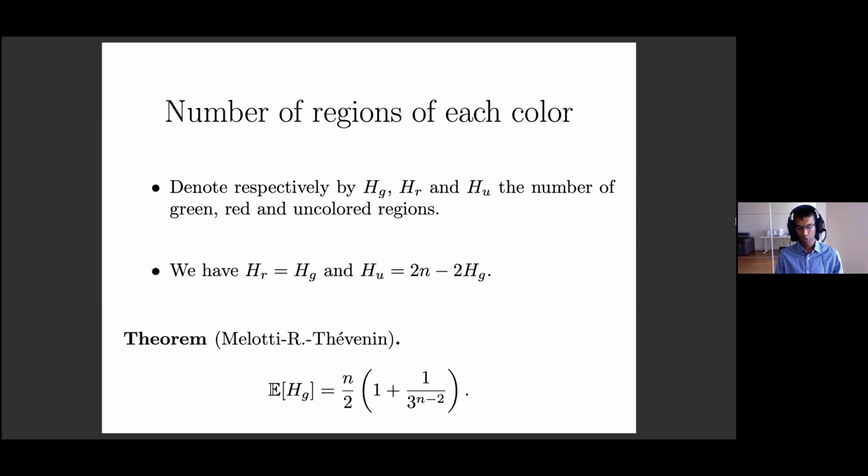And we managed to compute the expectation of the number of green regions for fixed n. And it's this relatively simple formula, n over 2 times 1 plus 1 over 3 to the power n minus 2. So as n goes to infinity, there will be n over 2 green regions. There will be a total of 2n regions. So 1/4 will be green, 1/4 will be red, and 1/2 will be uncolored.